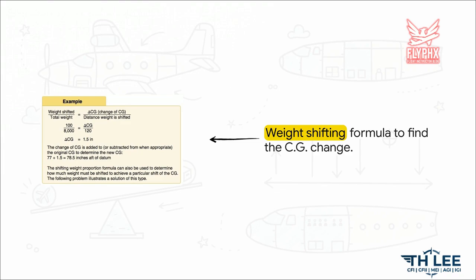It basically states that the weight being shifted, divided by the total weight of the aircraft, is equal to the change in CG divided by the distance the weight is shifted. So if you need to know exactly how moving your heaviest passenger from the back seat to the front seat will affect your overall CG, this is the exact mathematical tool you use to find out.